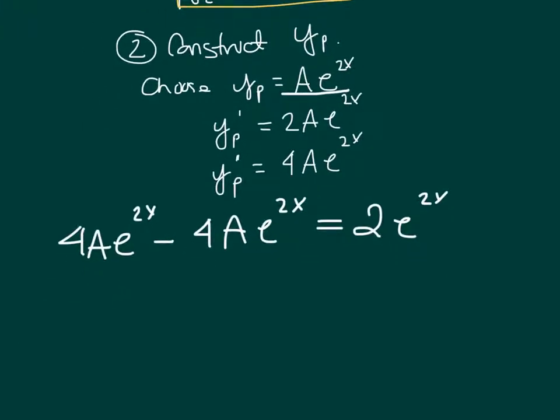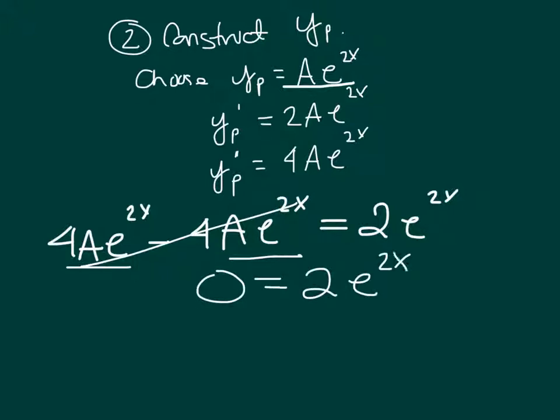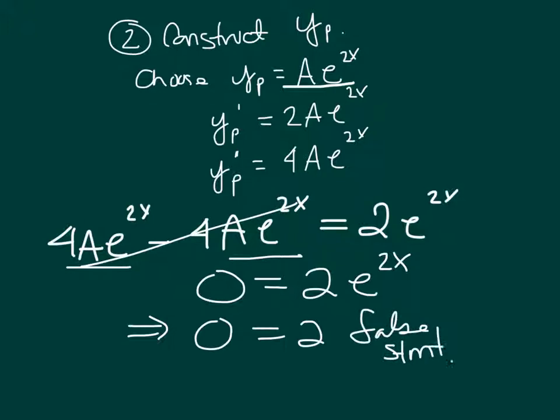Okay, so what happens here when we simplify this expression? Well, we have 4a e to the 2x minus 4a e to the 2x. So all this is gone, so we get 0 equals 2e to the 2x. We know e to the 2x is not 0, so we can divide both sides by e to the 2x, which implies that 0 is equal to 2. Well, this is obviously a false statement. So this is good because this tells us something is wrong.